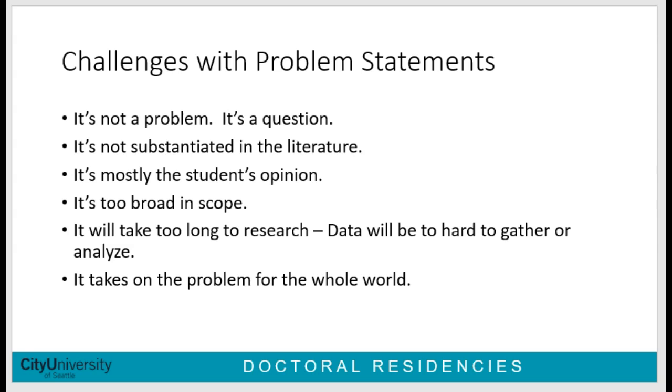The challenge with problem statements is that sometimes a problem statement isn't a problem, it's a question, or it's not substantiated in the literature. That leads into it being mostly a student's opinion. And the idea here is that you have a question. You want to know how you can make your particular business do better.